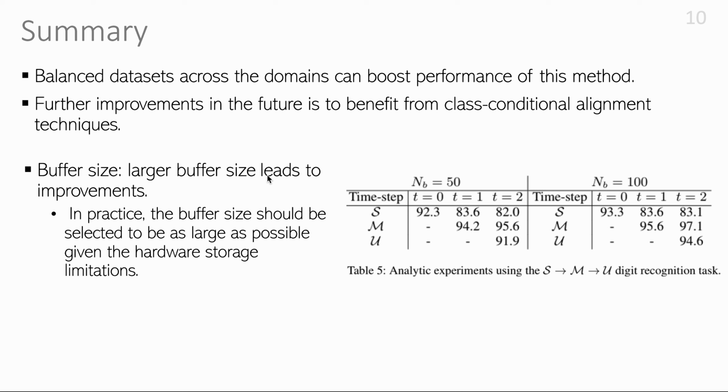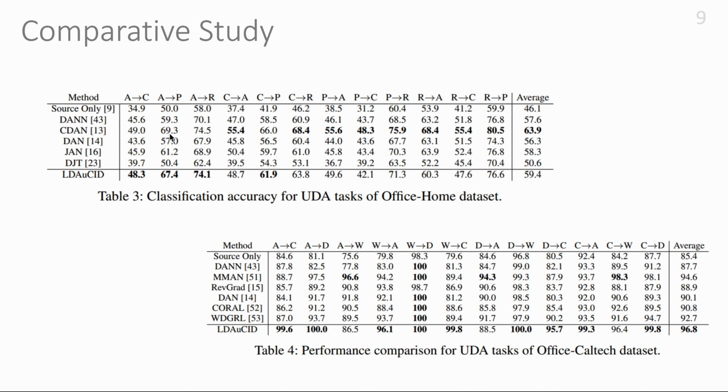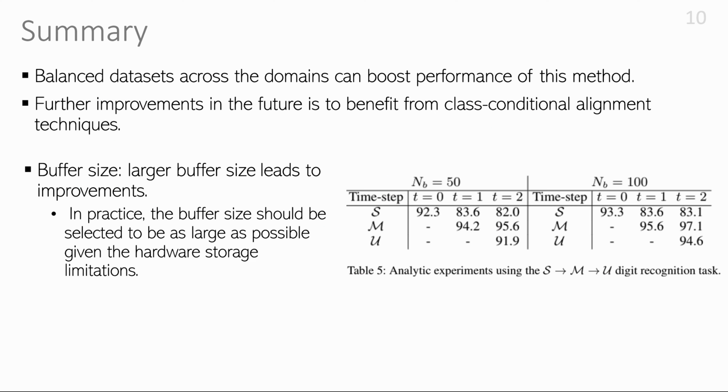But CDAN has. That's because it focuses on the class conditional probabilities. And then we have table 4, where once again the model has performed really very well.